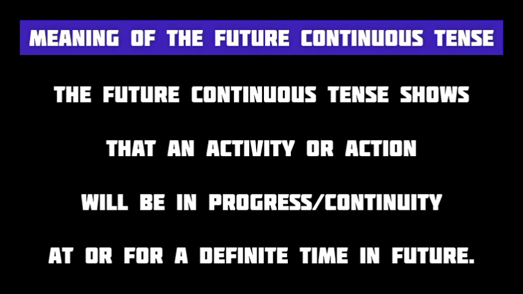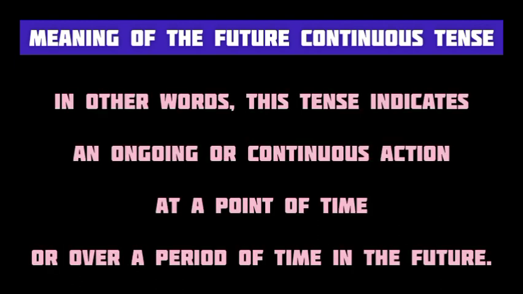But what does the future continuous tense show? The future continuous tense indicates that an activity or action will be in progress or continuity in the future. As the name suggests, it shows a continuous or ongoing activity in the future. In other words, the future progressive or continuous tense denotes an ongoing or continuous action at a point of time or over a period of time in the future.